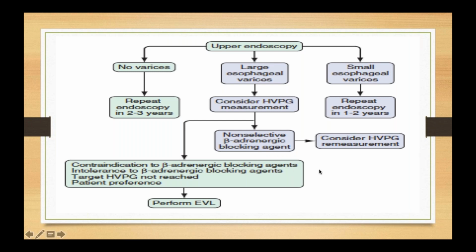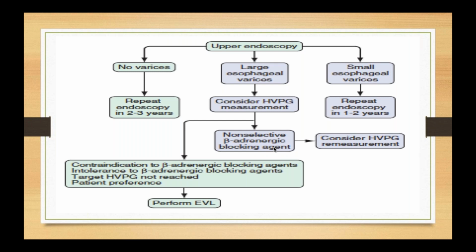You can give that, and then you can see whether the HVPG has improved or not, but that is more of a research work rather than patient benefit. You can see clinically, if you are giving beta blocker, the heart rate is decreasing by 25%. That is sufficient to decrease the portal pressure.